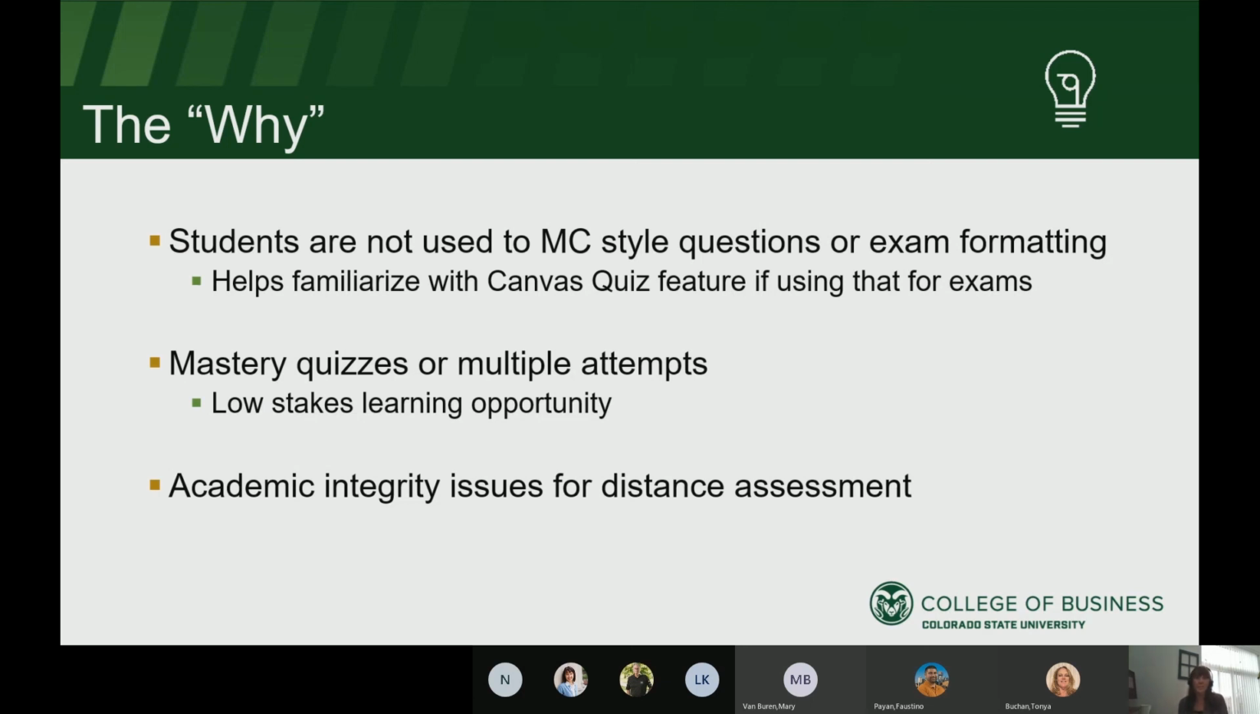So, with that being said, another great thing about these question banks is that you can also use them to help with academic integrity for distance assessment. So with my exams, because it's traditionally an online course, we have them proctored. I'm not quite as concerned about that, although it's something to always keep in mind.